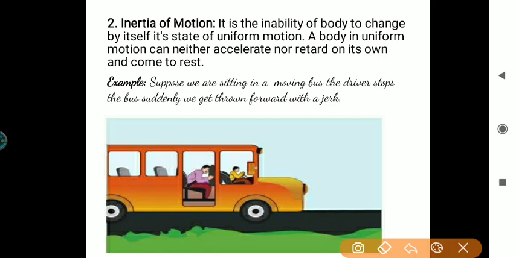Next is inertia of motion. It is the inability of a body to change by itself its state of uniform motion.